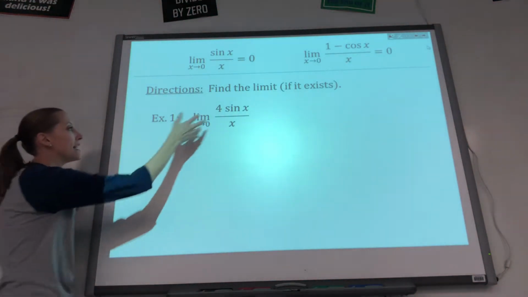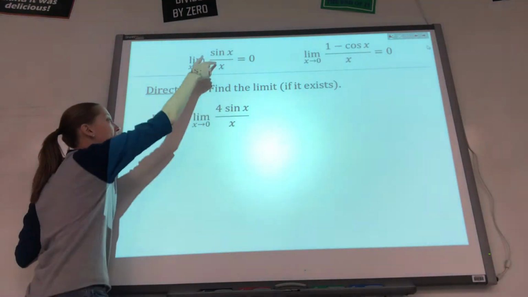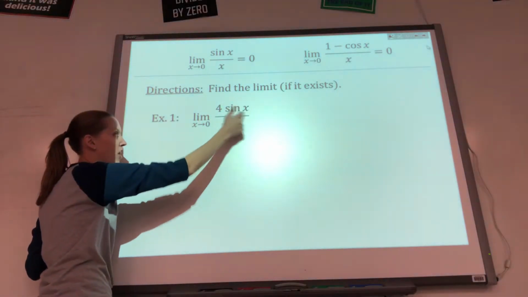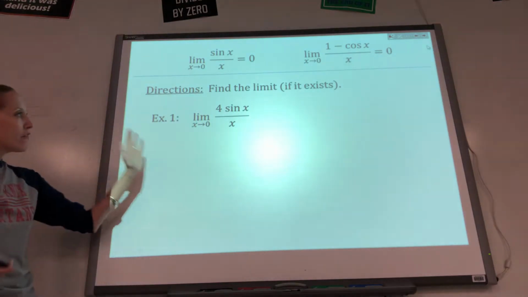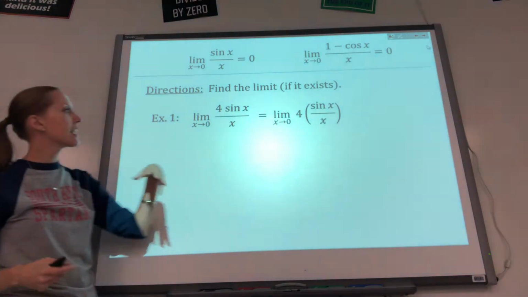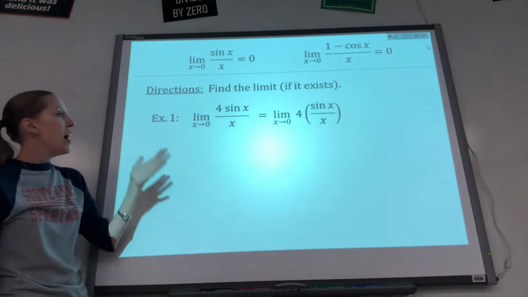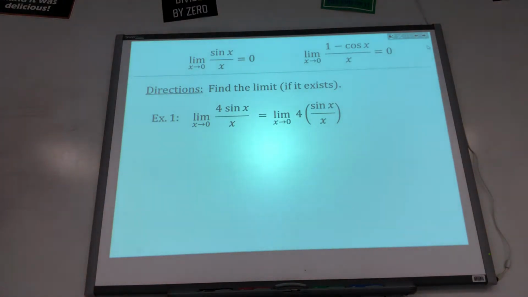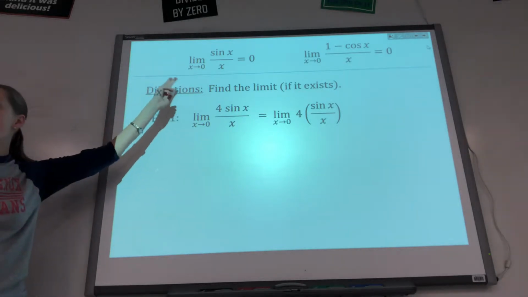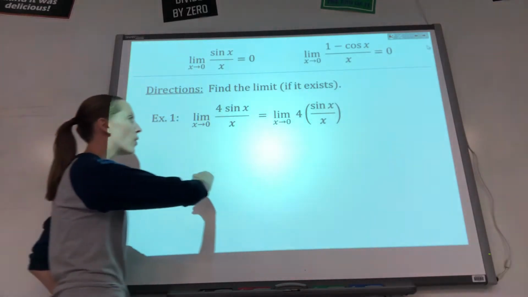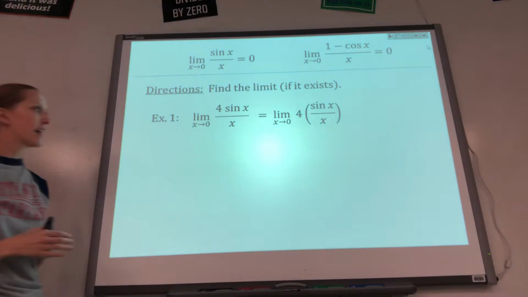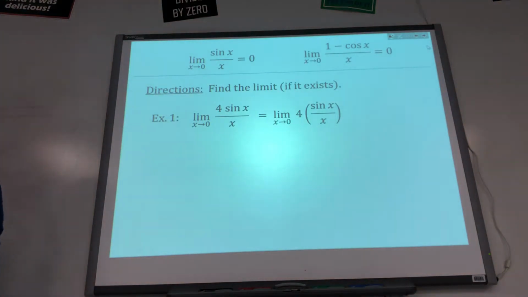Now this one's pretty easy to figure out. I can see sine of x over x in my function. So for my first step up here, I'm going to rewrite this. A lot of times, it's like you're picking apart the function to make it look like one of those special limits. So I'm just picking this apart. I'm writing it as 4 times sine of x over x.